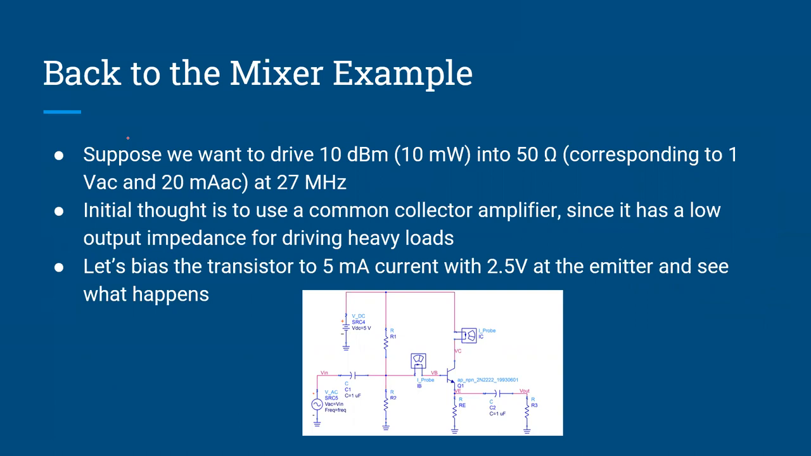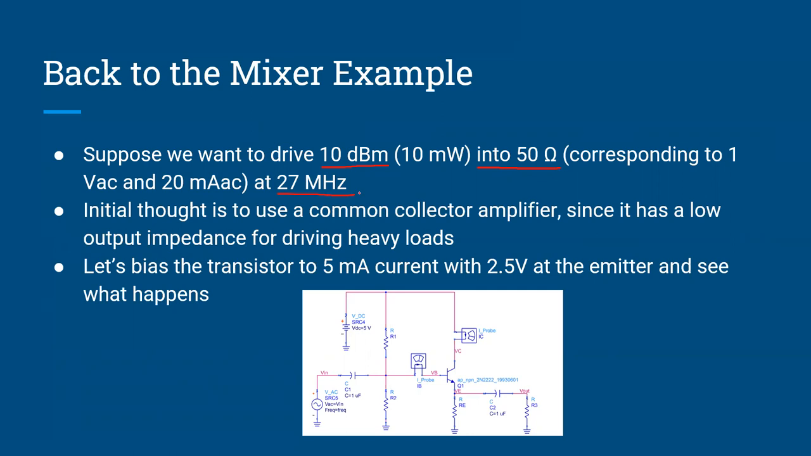The following discussions will be oriented around this example. So the example is, we have a mixer or some device, maybe it's an antenna, but suppose it's a mixer. We want to drive the LO port at 10 dBm. You know, this might be Bluetooth, for example, in which case you're transmitting 10 dBm. And we're going to assume that we're trying to drive it into a 50 ohm load. So no weird nonlinear loads or anything, just 50 ohms. And if you go through the math, 10 milliwatts into 50 ohms, you have 1 volt amplitude and 20 milliamps amplitude current. And we're going to do this at 27 megahertz.